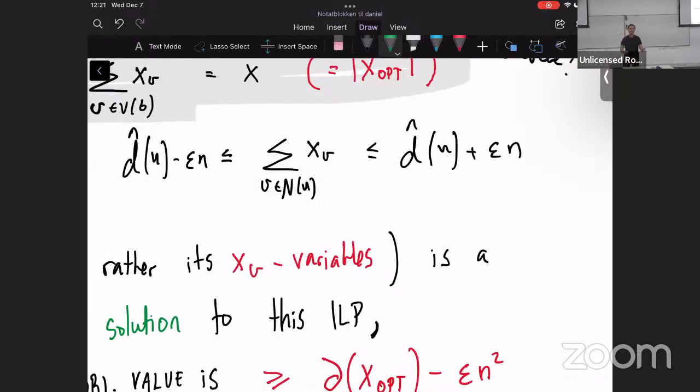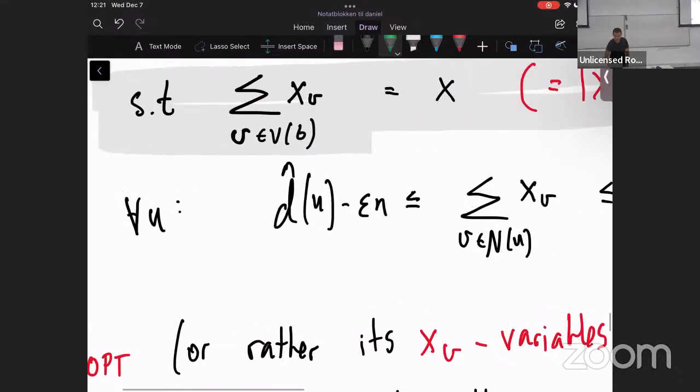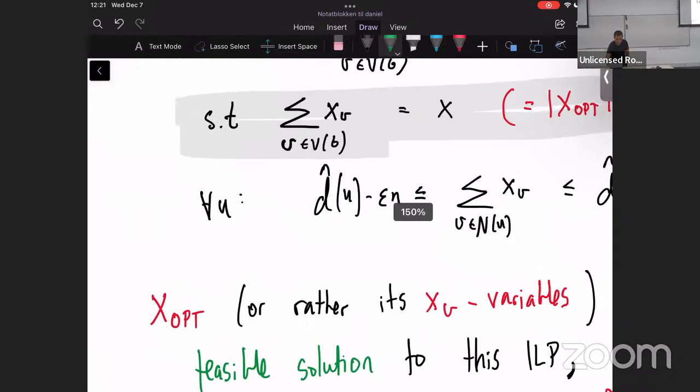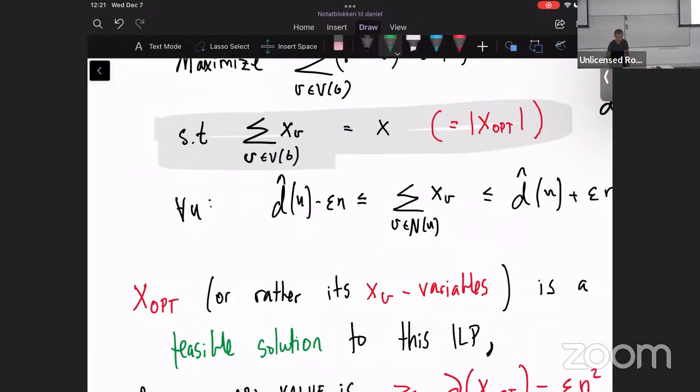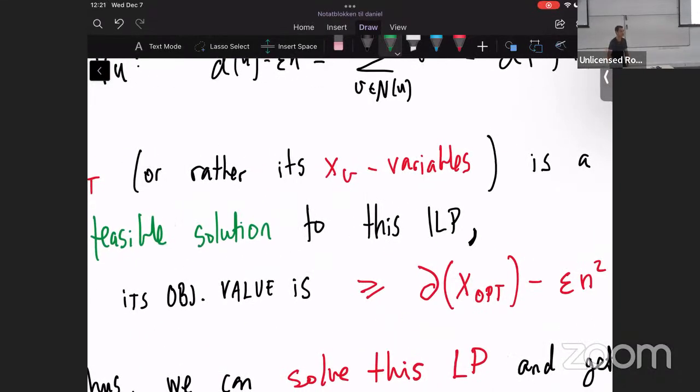Notice that the degree of a given vertex u into X is just the sum over all v's in the neighborhood of u of xv. This is the degree of u into X. Now I want this degree to be at most d hat of u, which I know, plus epsilon n, and at least d hat of u minus epsilon n. And observe that if my good event happened, then xopt is a feasible solution for this ILP.